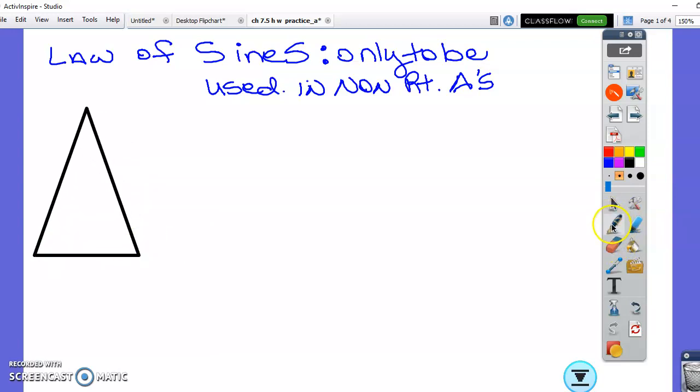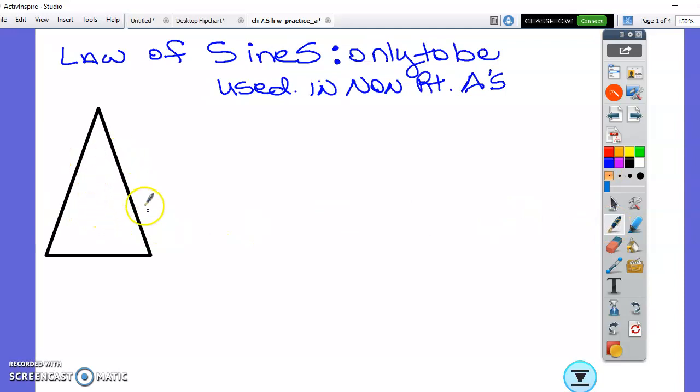So here we have something that's definitely a non-right triangle. And I would like to know how long or how big an angle is in this triangle when I know certain facts. So if I know that this side is 12 inches and this side is 22 inches, and I know that this angle measures, let's say, 38 degrees, and this angle measures, I don't know, we can figure it out by using the law of sines.